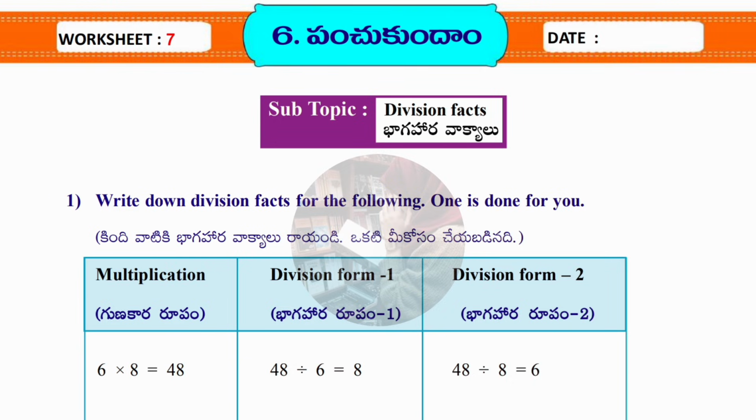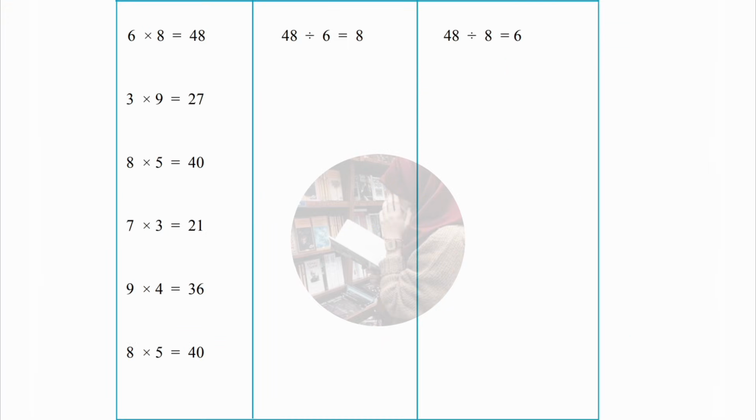Okay, let's see. First, in multiplication, we are given 6 8s are 48. So we can write this multiplication in division form as 48 divided by 6 is 8. The second division form is 48 divided by 8 is 6. So in this way, we have to complete this table by seeing the multiplication form.